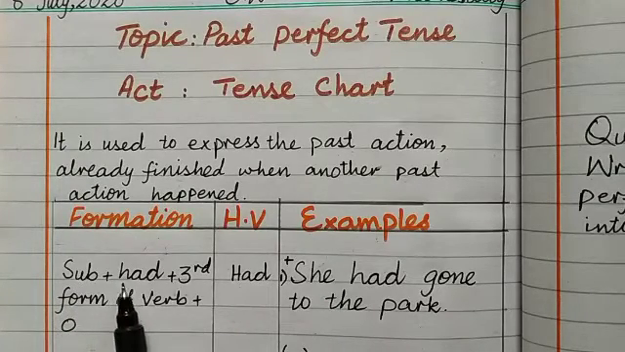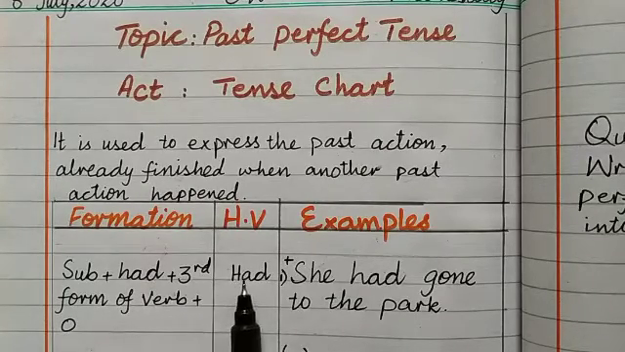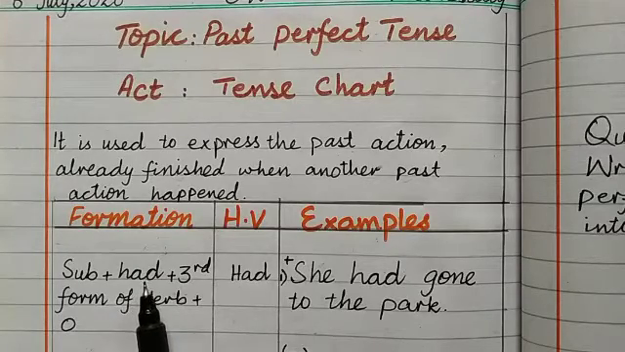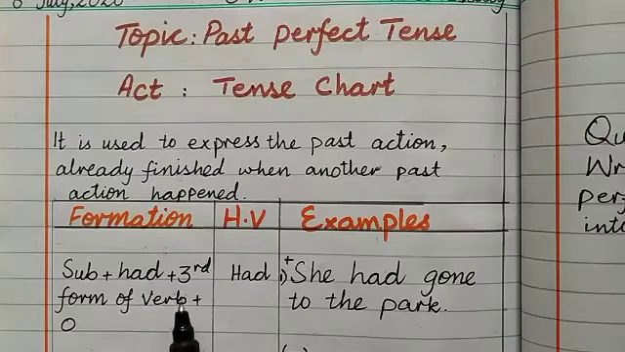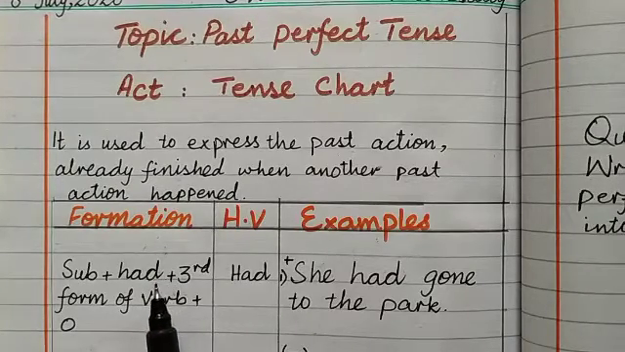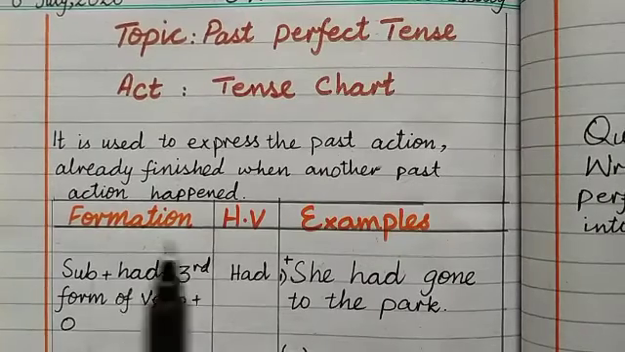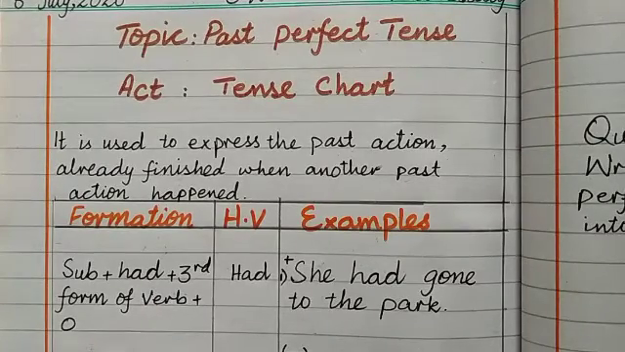Subject plus had plus third form of verb plus object. The helping verb is had, and you know that had is the past form of have. So subject, had, and we use here the third form of verb, neither first form nor second form. We use here third form of verb and object. Third form of verb and had tell us that some action is completely finished. Now I'll explain it with the help of an example.